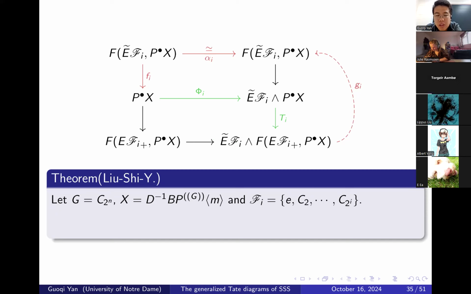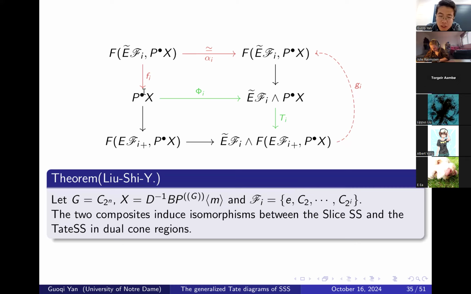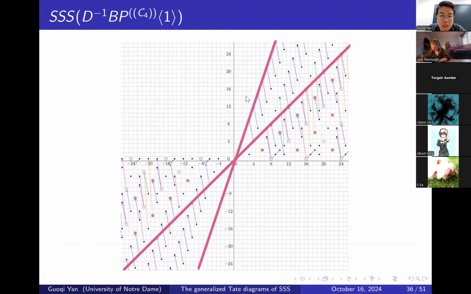And in the negative cone, we have a map from the Tate spectral sequence, from here, go to a vertical fiber, and then compose with the inverse of the top arrow, and go back to the slice spectral sequence. The two composites induce isomorphisms between the slice spectral sequence and the Tate spectral sequence in dual cone regions. By dual, I mean the opposite cone regions. And it's easier to see from examples.